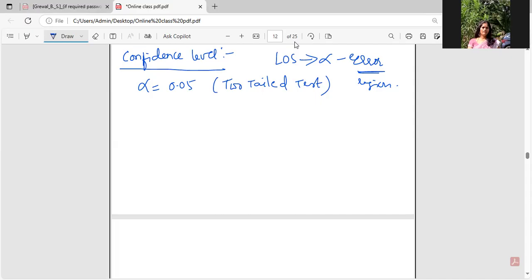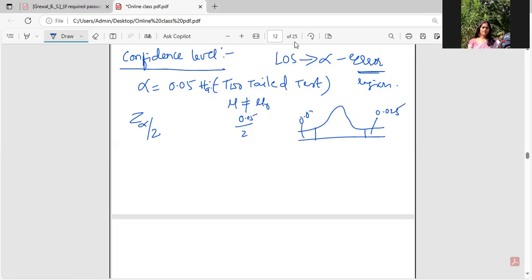Suppose alpha is equal to 0.05 and HA, I have taken it to be a two-tail test. H naught is as it is. Two-tail will be in terms of mu not equal to mu naught or whatever. So if it is a two-tail test, then Z alpha by 2 is what I will calculate. I'll split this 0.05 into two halves because it's two-tail. Here it would be 0.025 and here it would be 0.025. On the right and the left, I have two rejection regions. That's why I have two tails. Tails are the rejection regions.